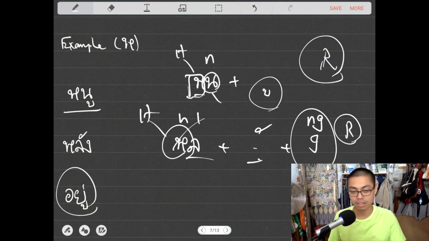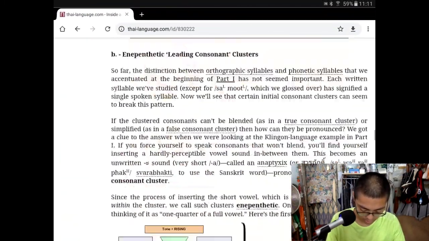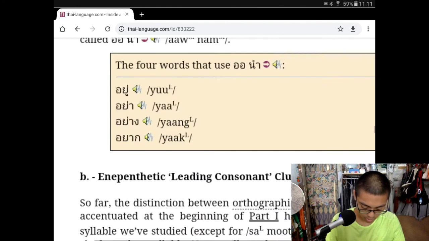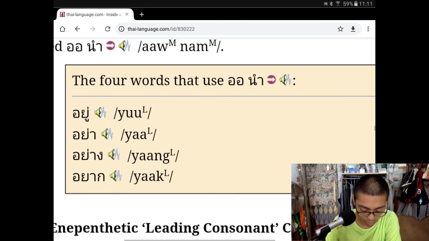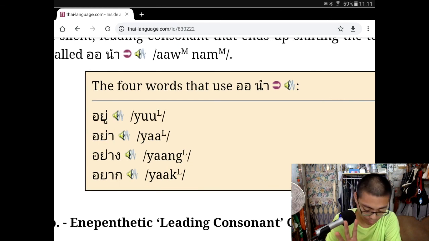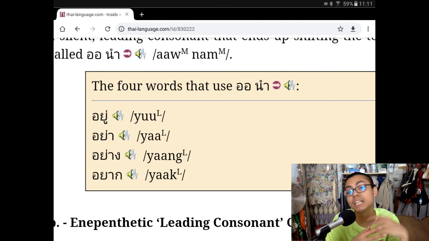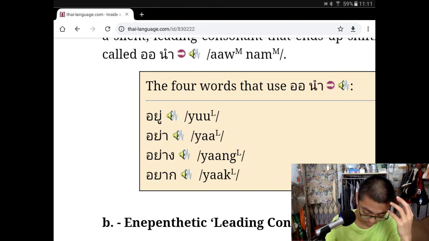What about leading ngo ang? If we take a look at the website, for leading ngo ang we have 4 words that fall into this category. So it is very rare. We don't have many examples for leading ngo ang, but for leading ho hip, it is very common. But we use the same logic.